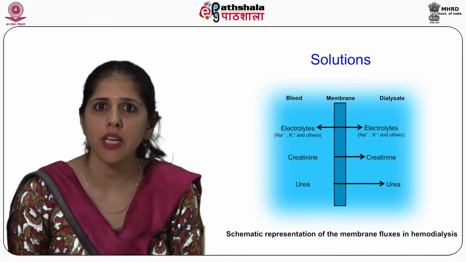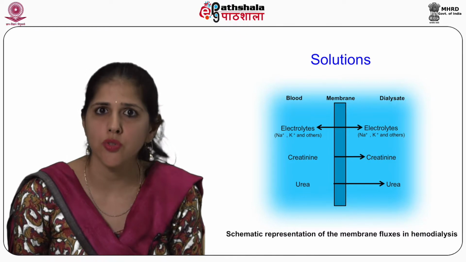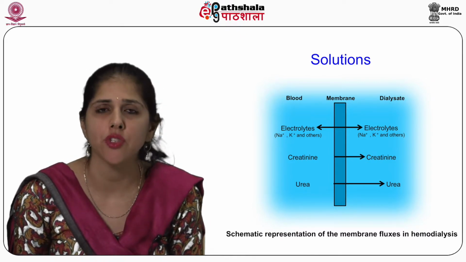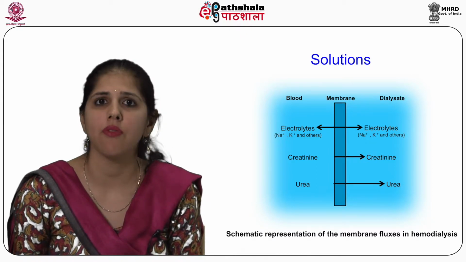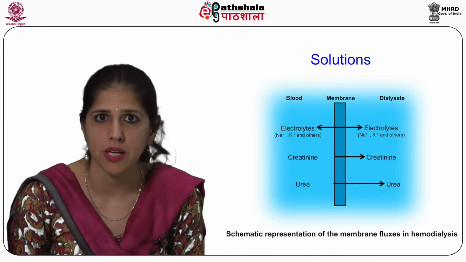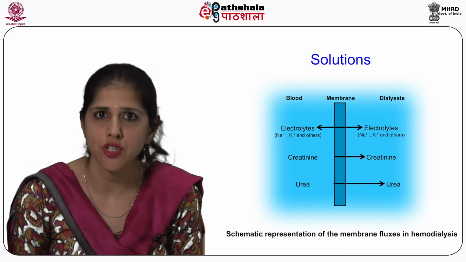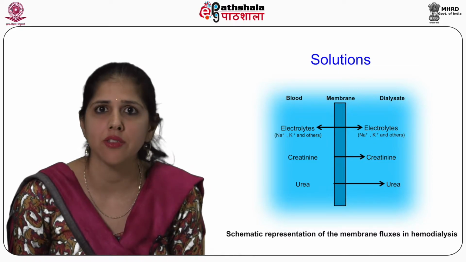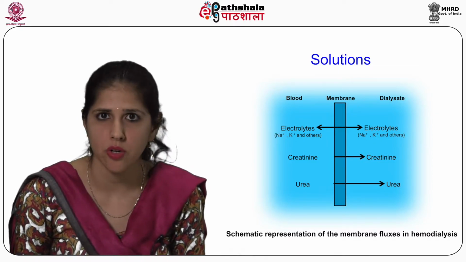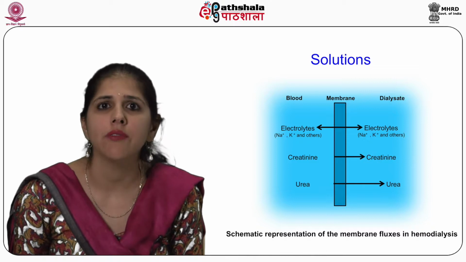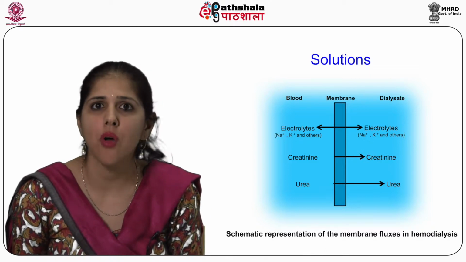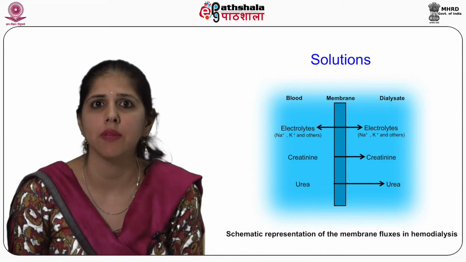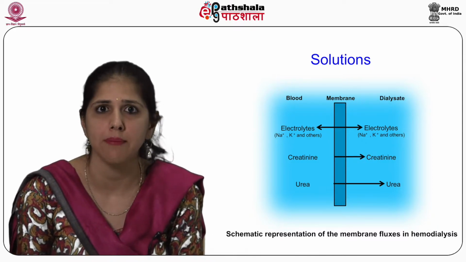There is another important thing that the dialysate solution is used for. The composition of this solution can be individualized to the patient's requirement. That means if I have a patient with hyperkalemia, meaning an excess of potassium accumulated in the patient's blood, I would create a dialysate solution having a low potassium concentration. This would ensure that there is a movement of potassium from the patient's blood to the dialysate solution and helps in restoring his electrolyte balance.